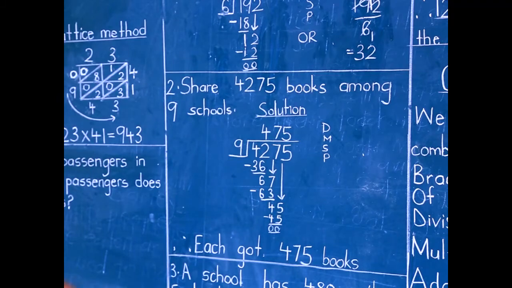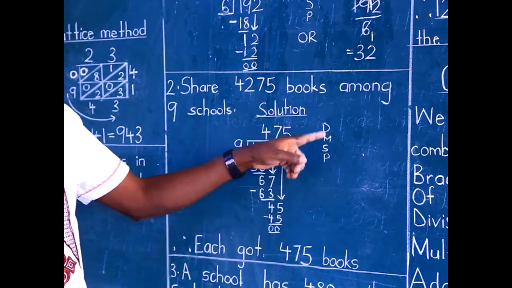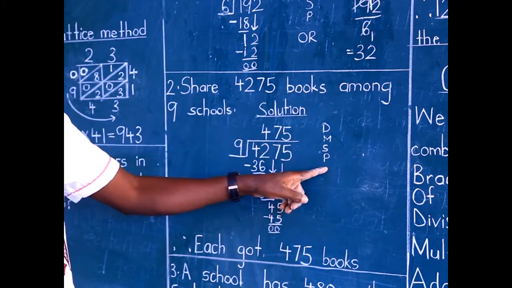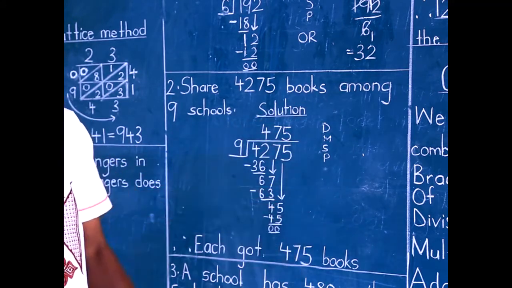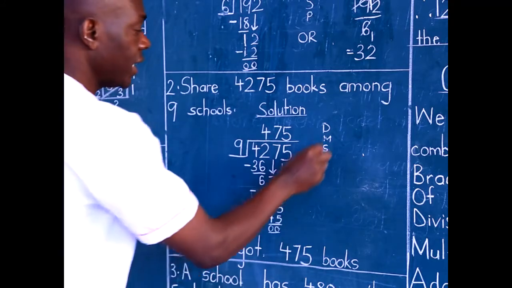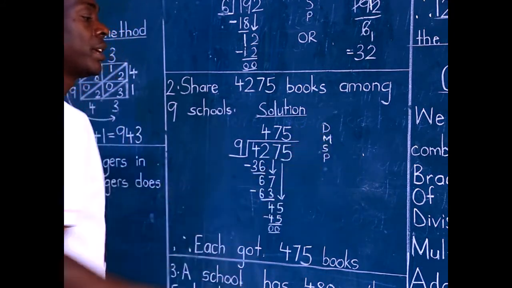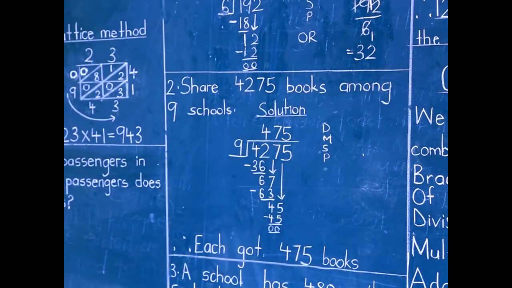We are then writing our new reminder: divide, multiply, subtract, pull down. You write that whenever you are obliged to use long division.